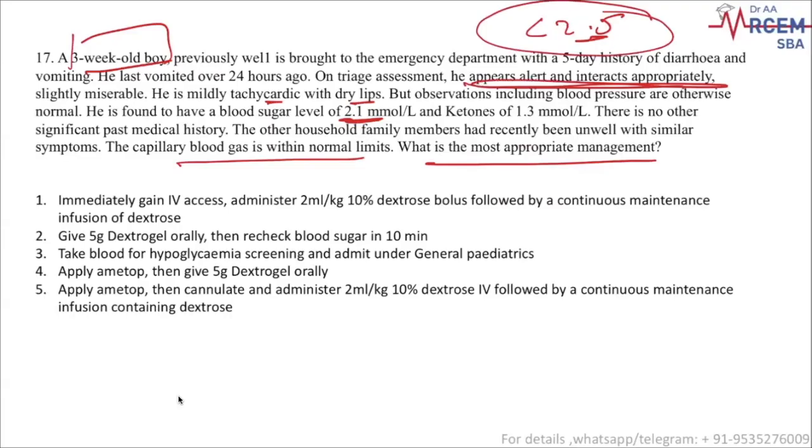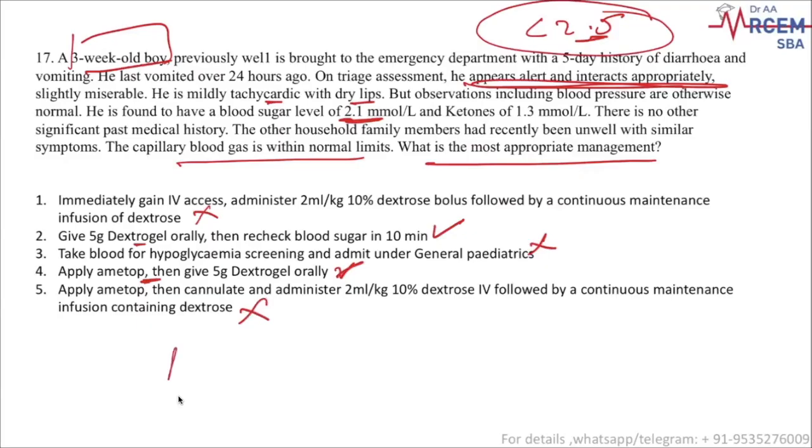Which option has an oral supplement? This one is IV access. We do not want it. This one has an oral supplement. Oral and give Emla top. Yes, this one has it orally. Emla top and cannulate, no. So we are giving orally. We are left with two options here, option 2 and option 4.